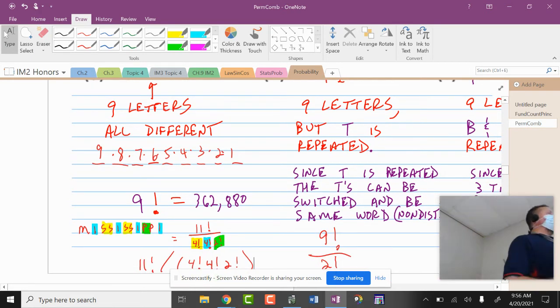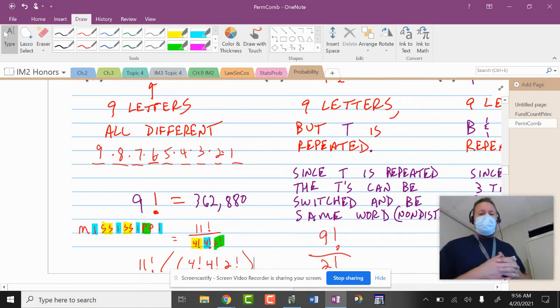9 letters in the first position, I choose one. Then I have 8 I can put in the second position. And so on. Don't look at that Mississippi.